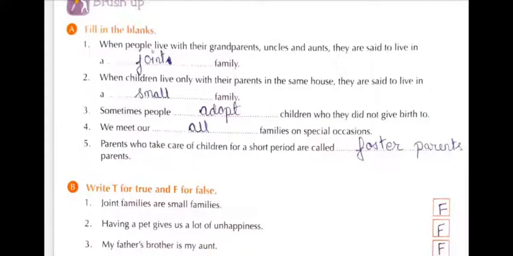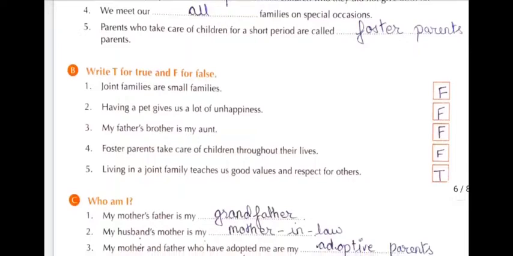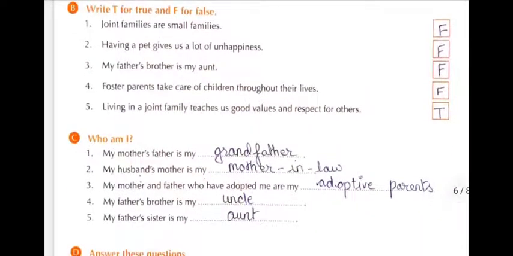Now let's go through the exercise portion of this chapter. Students, here are some exercises which I have solved. Likewise, you have to do them in your textbook only, but use pencils while you are writing in your book. Okay?